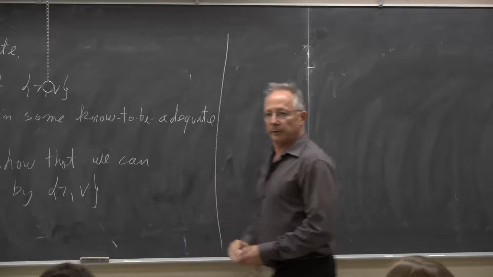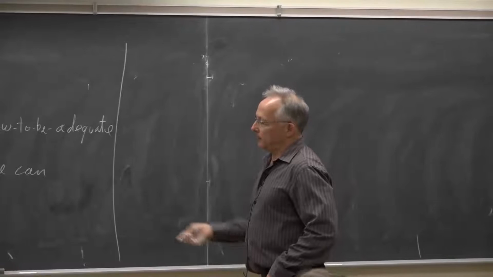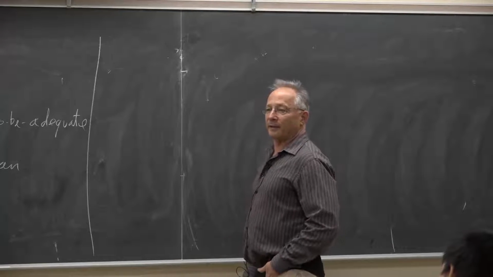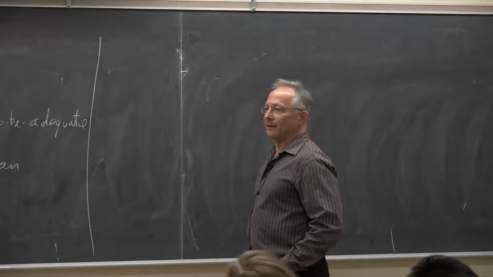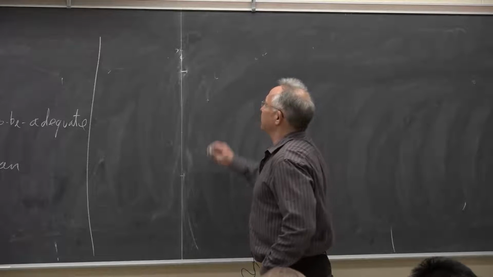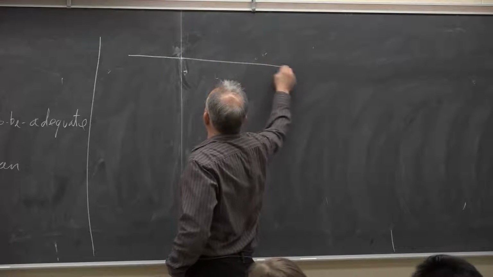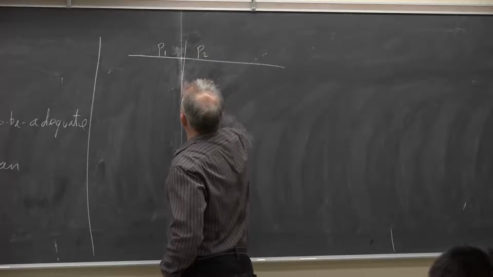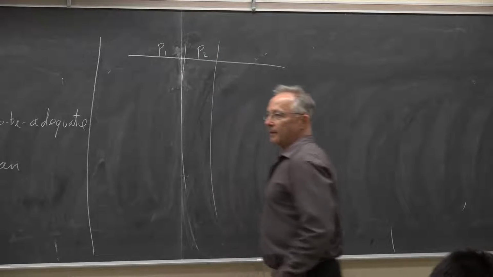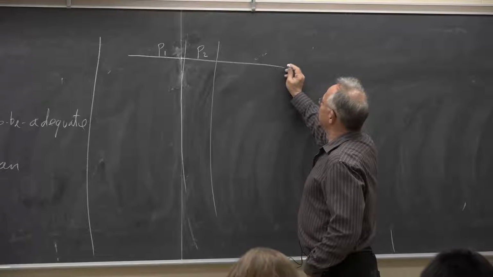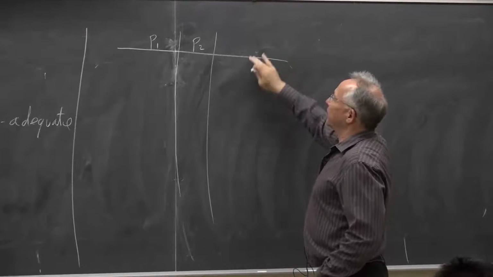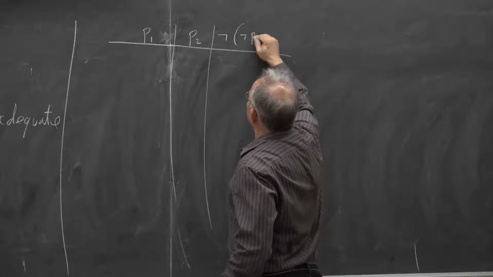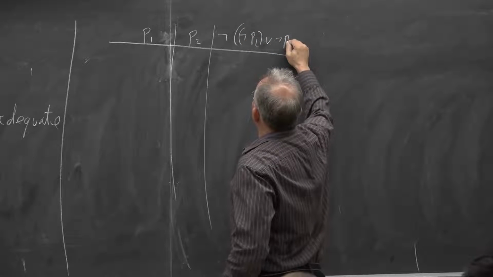Okay, so how are we going to do it? We just know it. How do I express AND? De Morgan's law. By De Morgan's law, right. So if I have here P1, P2, and I want to express the AND, let me just write it directly. The AND is just not P1 or not P2.